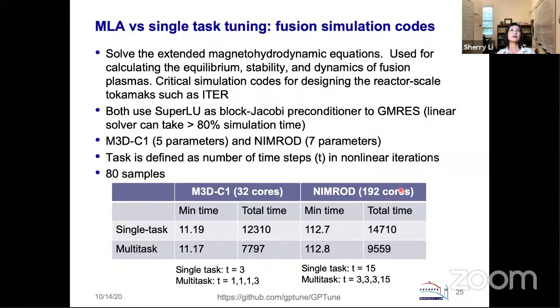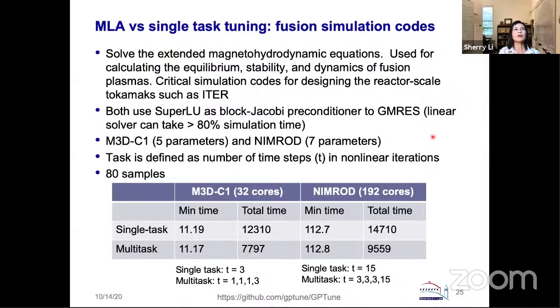Okay, so the next one is the fusion simulation codes. This one is also, we're trying to illustrate for a big full-blown application and what is the characteristic of the tuner. So these 2 codes solve the extended magneto-hydrodynamic equations. This is a critical simulation code for building the reactor tokamaks. Right now, ITER is being built in France.